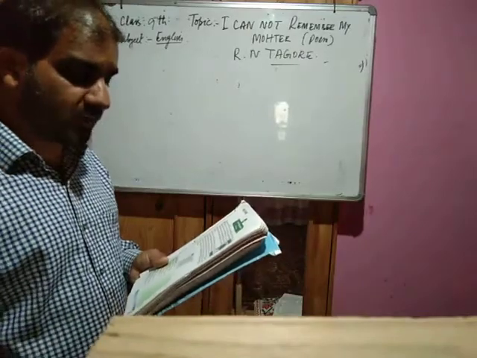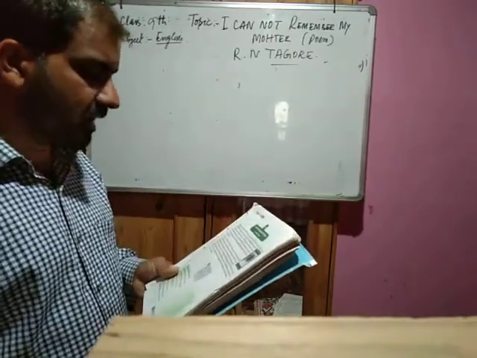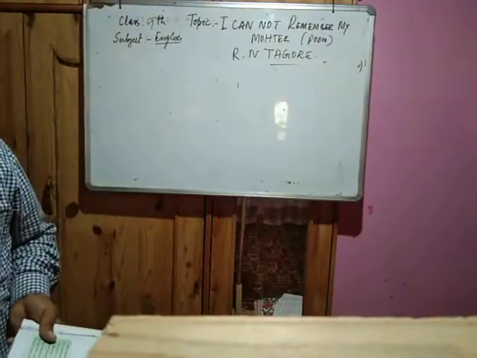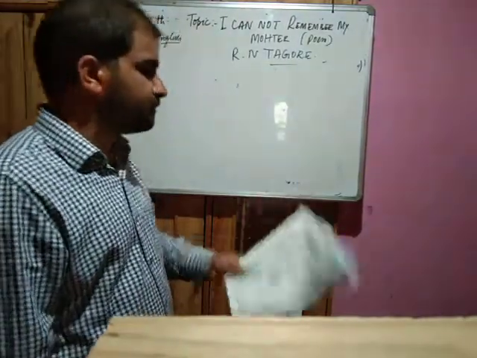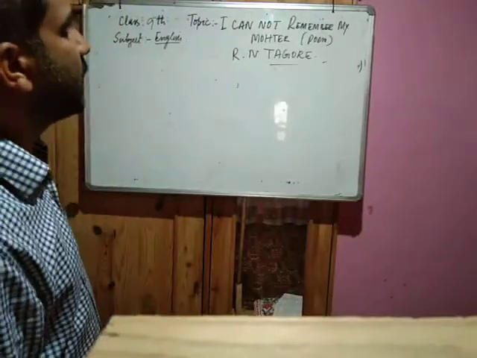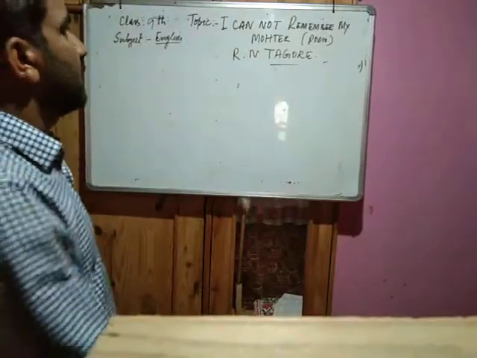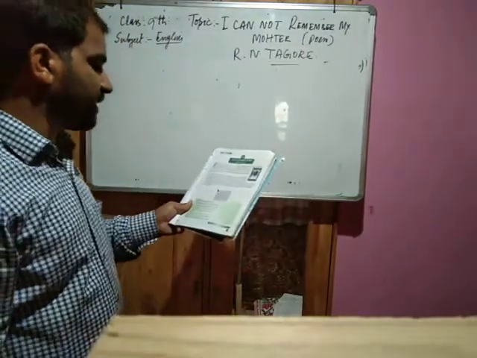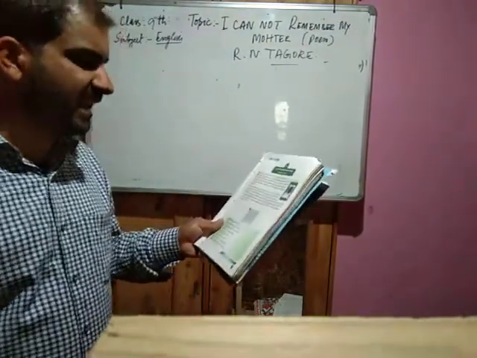He is also known for establishing Shanti Niketan, a university at Kolkata, which is now known by the name of Vishwabharati University. Now, we learn about this poem. What is the theme of this poem? I Cannot Remember My Mother. If we go through this poem, the poem is about the sensitive and intense feeling of a child.